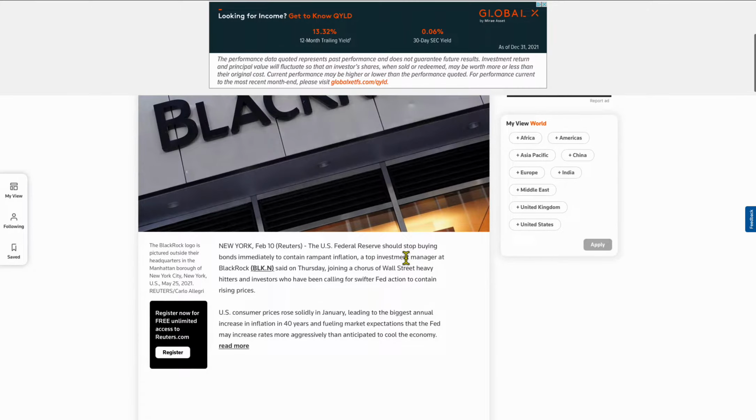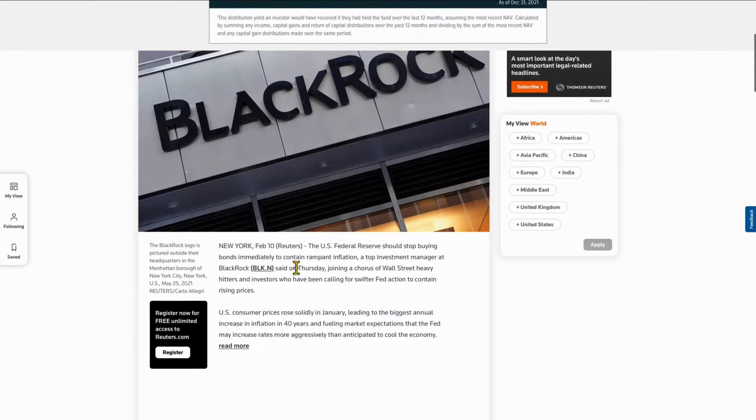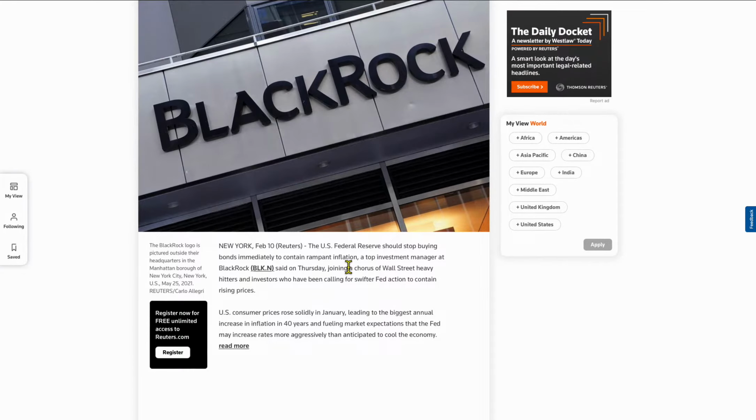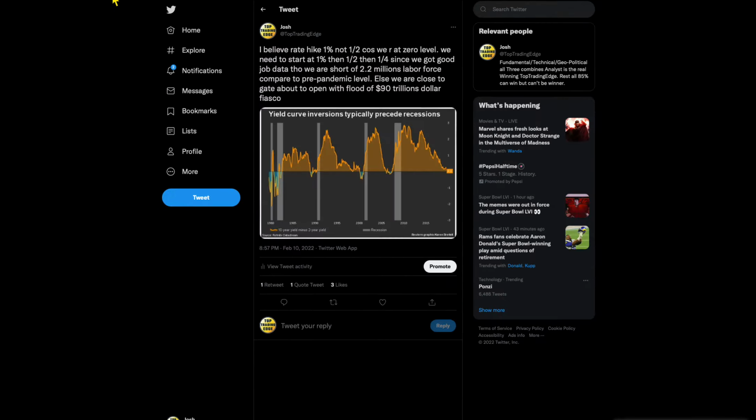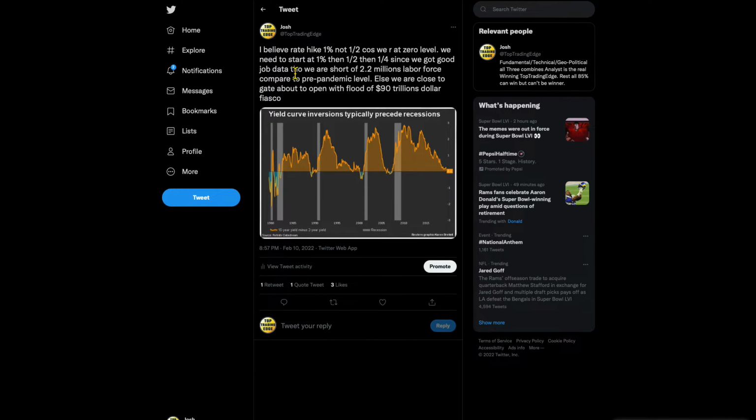The U.S. Federal Reserve should stop buying bonds immediately to contain rampant inflation, says a top investment manager at BlackRock. Jeffrey Gundlach also said that. This is the market condition. Now here is what I was trying to explain to you. I believe the rate hike should be 1%, not half, because we are at the zero level. We need to start at 1%, then half, and then the quarter. Since we got good job data, and we are short 2.2 million in the labor force.